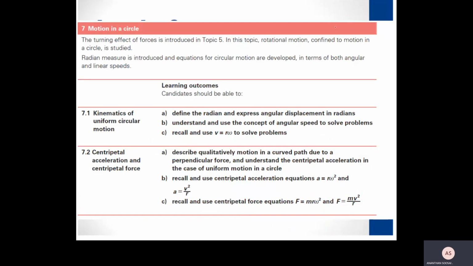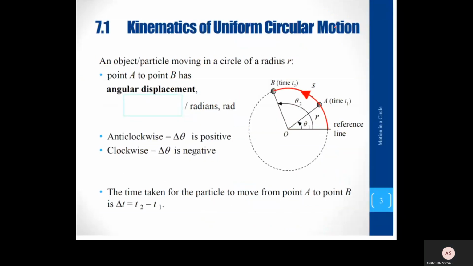Okay, so this is the learning outcome. We skip this, straight to the point. So circular motion. Anything that moves in a circular path has some sort of displacement called angular displacement. What is meant by angular displacement? How much angle it covers at the center. That's called angular displacement.